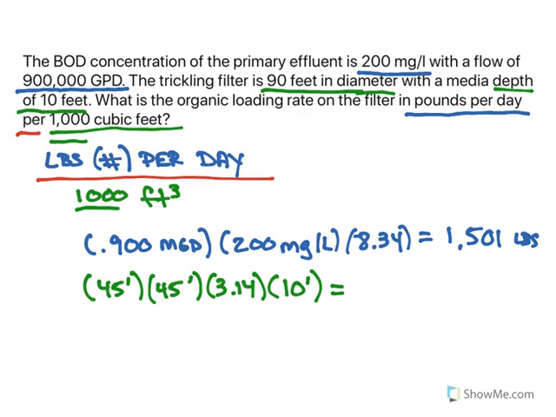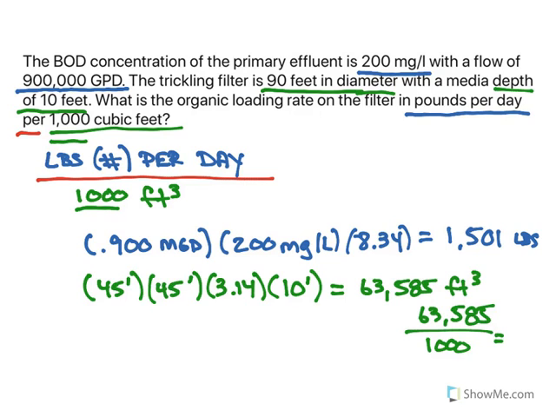So let's multiply this out. 45 times 45 times 3.14 times 10 gives us 63,585 cubic feet. But remember, they're asking for an answer in pounds per day per 1,000 cubic feet. So I'm going to take this number, 63,585, and I'm going to divide it by 1,000. If I divide that by 1,000, I come up with 63 point, we'll round up to 63.6.